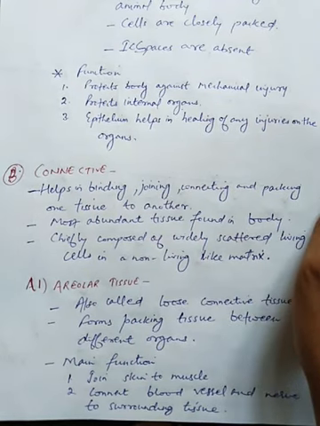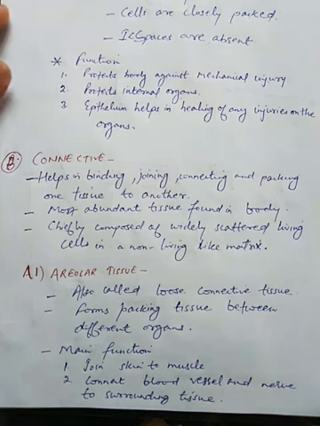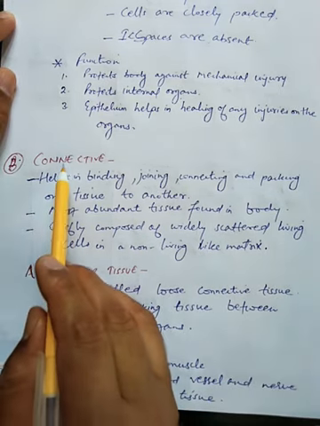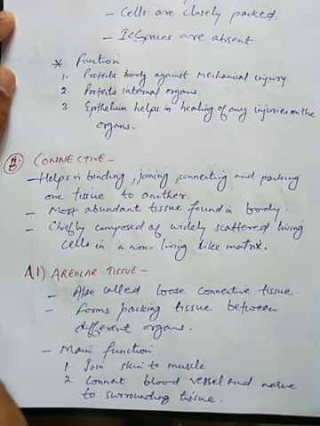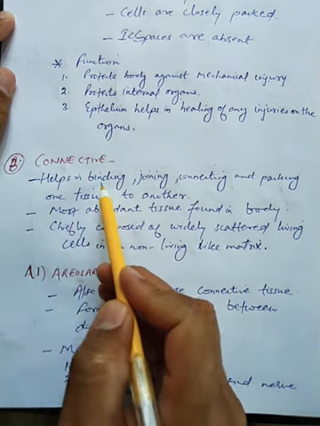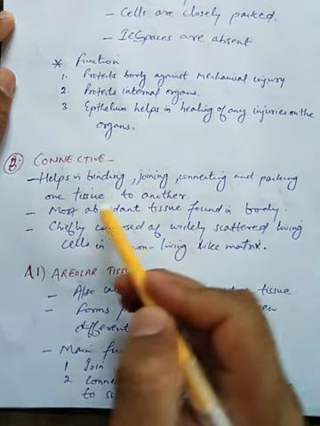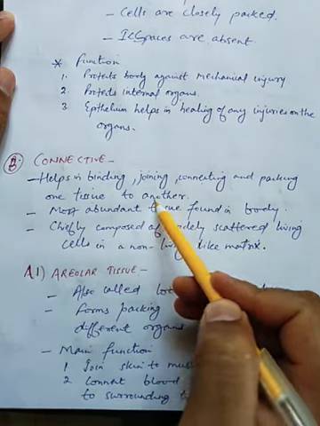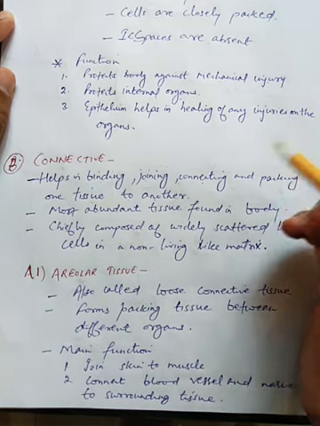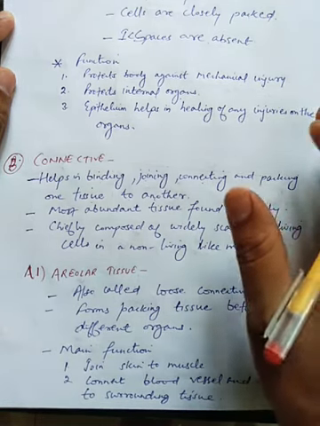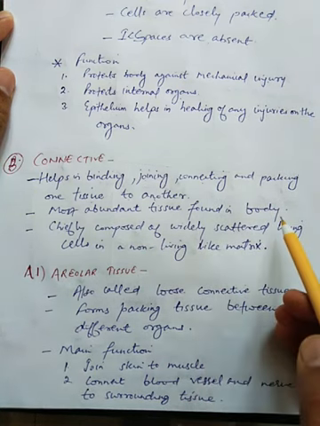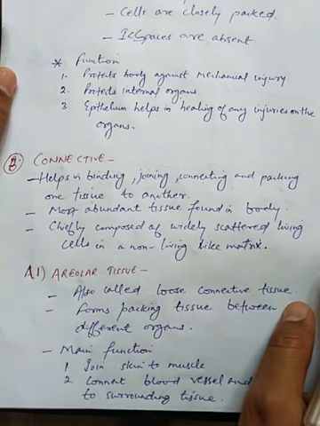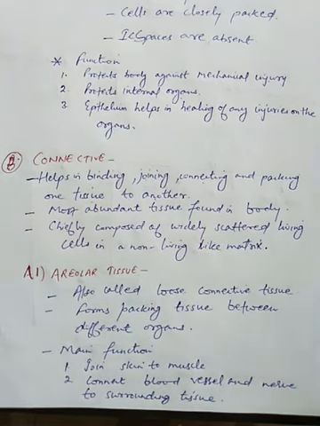Now second is our connective tissue. Students, as the name suggests, connective means it helps in connecting. It helps in binding, joining, connecting and packing one tissue to another. So its major role is helping in joining or connecting one tissue to another tissue. It is the most abundant tissue found in the body. Means it is present in the body in higher amount.